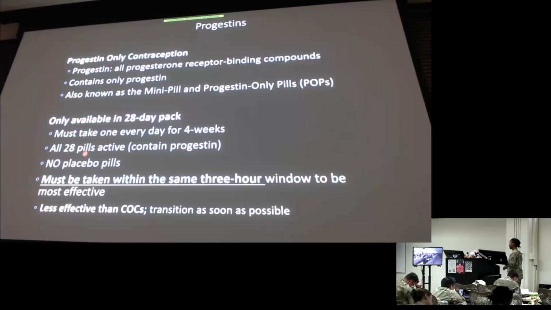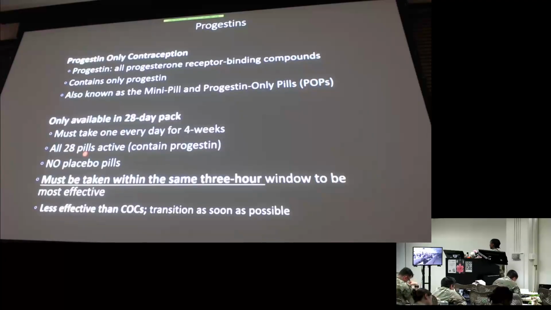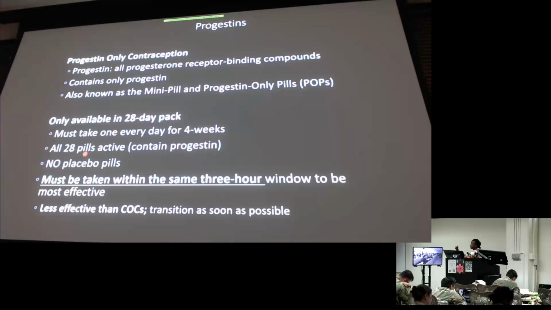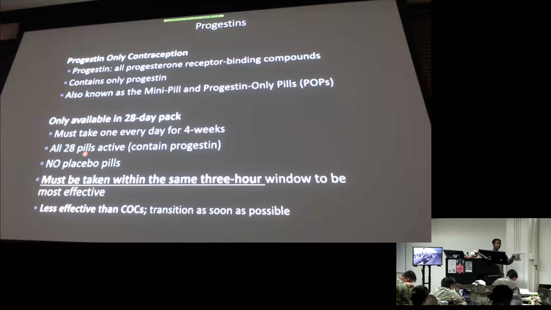Now, when you look at this, what is very important about this is that it has to be taken within that same 3-hour window. If they are outside of that 3-hour window, they are now required to use a backup method.